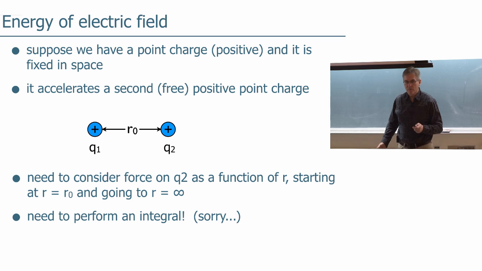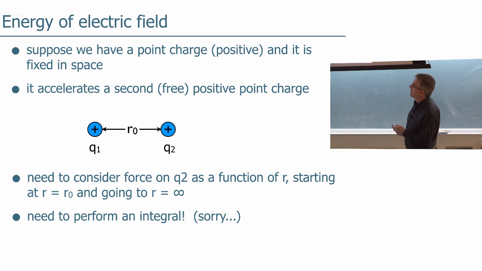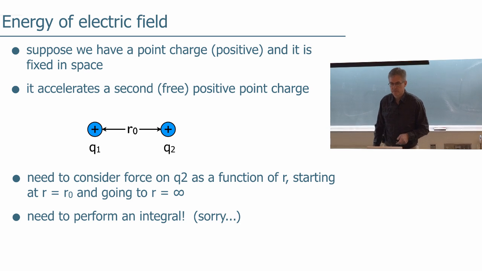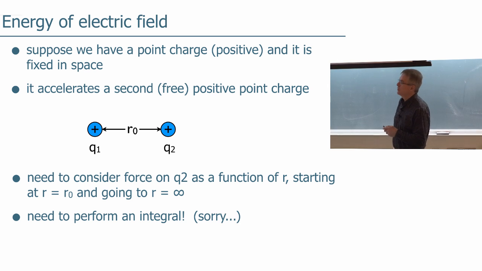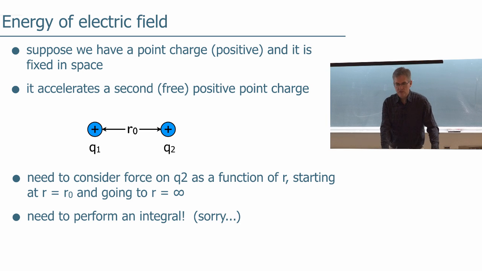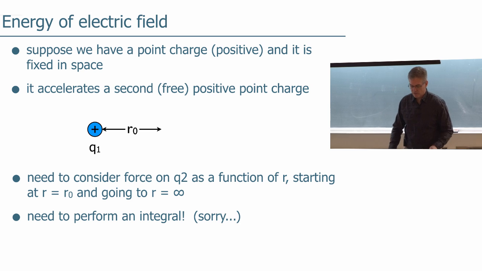So suppose we have a positive point charge, and it's fixed in space. That's Q1 here. It's nailed down, can't move. And we have another charge, Q2, which is some particle or whatever, and it's a distance r0 away. And now we just let it go. There it goes, accelerating off to infinity, being pushed away by the electric field. See that again? There it goes. Now we want to do that calculation.